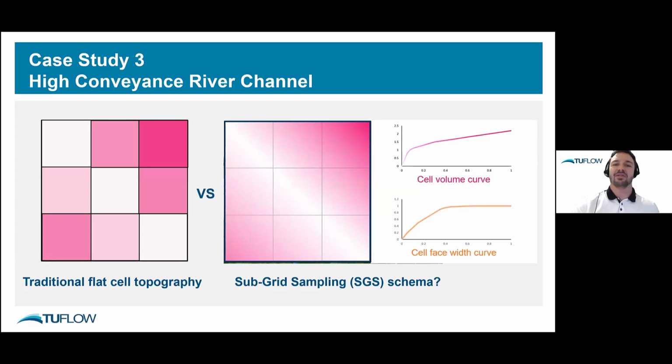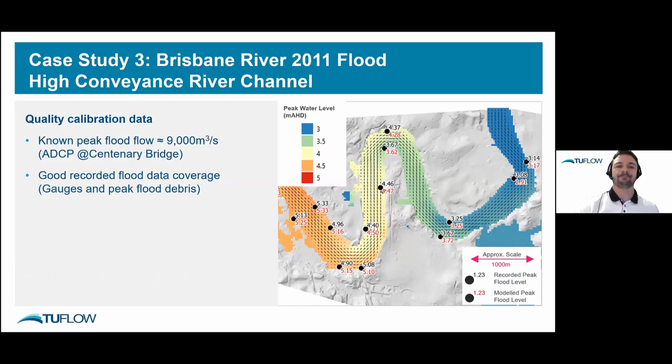So schematically, if we were just to plot the elevations, that's what this image is showing here. On the right, subgrid sampling, you get a much nicer definition of the features. On the left, it's a little bit more granular, just because you're picking up a single elevation in the center of the cell to define what this whole cell represents volumetrically. The test case I'll be using here is from the Brisbane River 2011 flood.